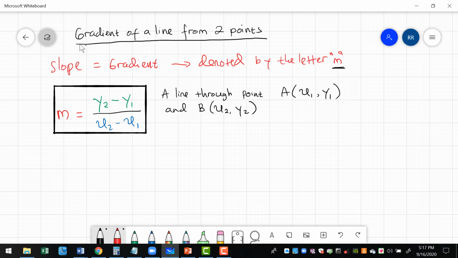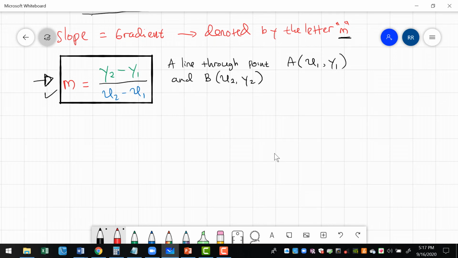So remember this formula here. We're going to use this formula to find the gradient of a line which goes through two points. So for a line which goes through points A and B, where A has coordinates x1 and y1, and B has coordinates x2 and y2, the gradient will be this one here. Okay, so let's go to the example.